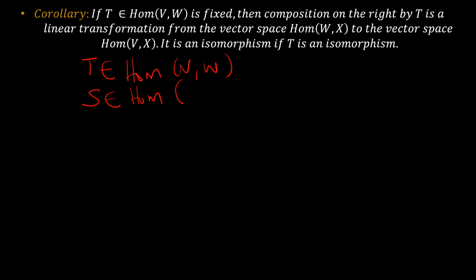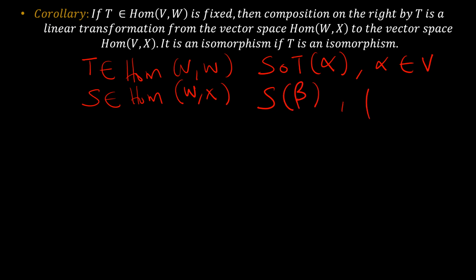Let's take it to be WX. So if you have a composition on the right using T, and that takes, let's say, vector alpha, such that alpha is a member of V, then we see that this becomes S of beta, such that beta is a member of vector space W, right?